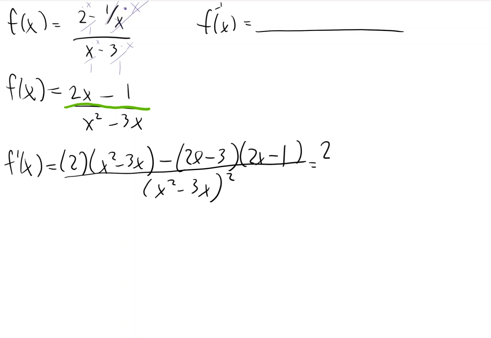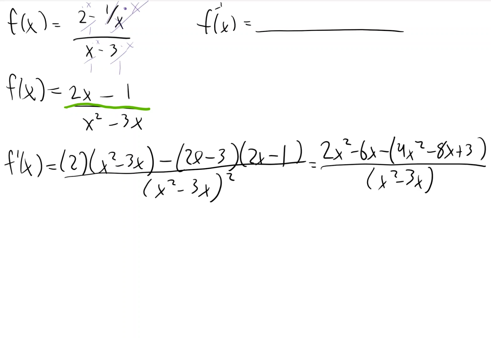So I'm going to distribute the 2. So this becomes this. I got minus. Alright, for this, 2x times 2x would be 4x squared. This times this would be minus 2x, but then this times this would be minus 6x. So negative 2x minus 6x would be minus 8x, and then a plus 3. Still over this.